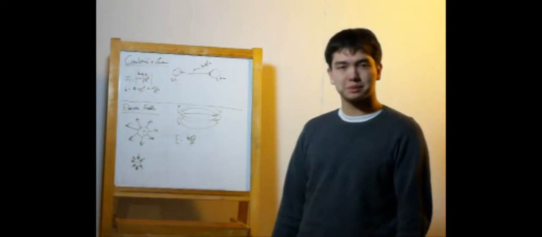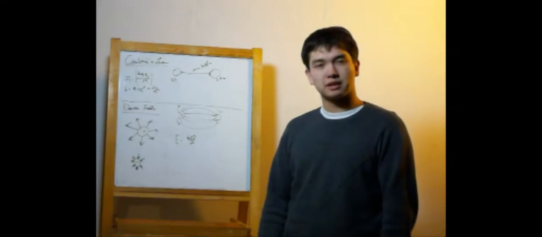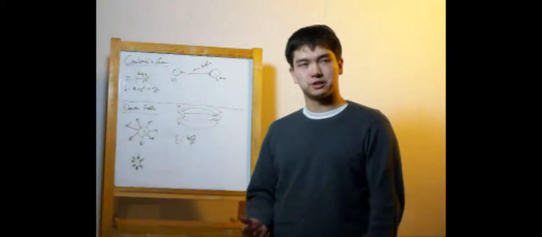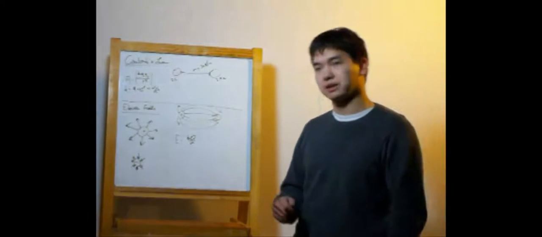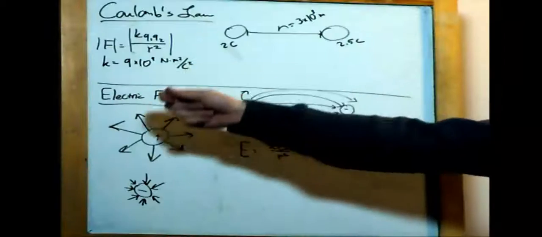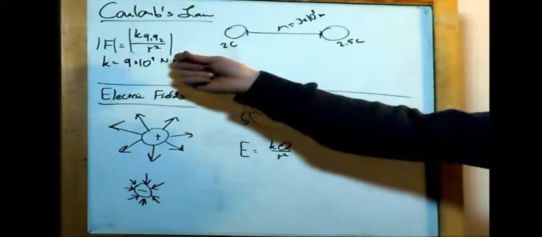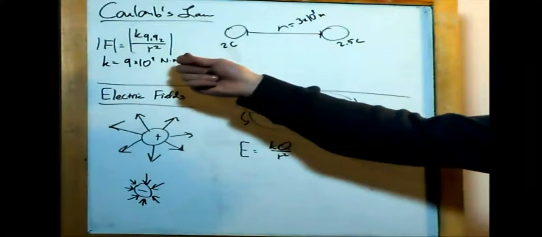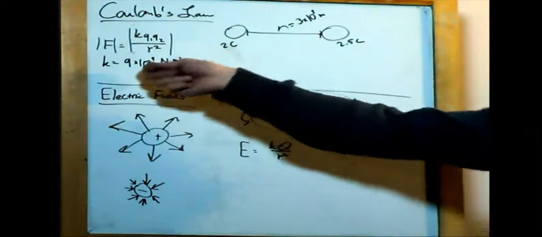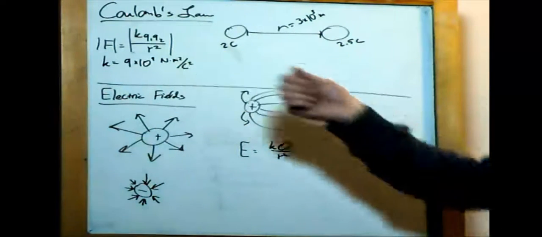Today's topic, Coulomb's law and electric fields. Coulomb's law tells us the force between any two point charges that are focused at a point. And so its force equals Coulomb's constant times the charge, measured in coulombs, on one of the objects, times the charge on the other object, divided by the distance between them squared. And that's an R right there.